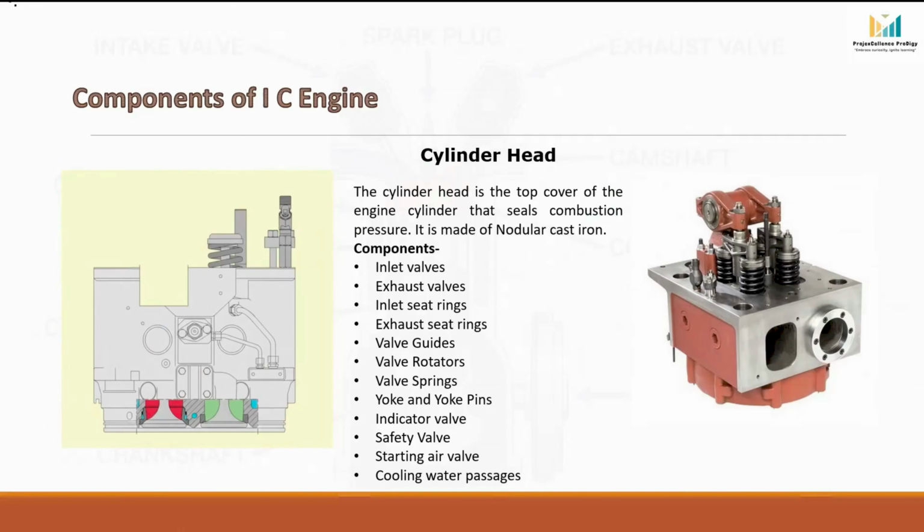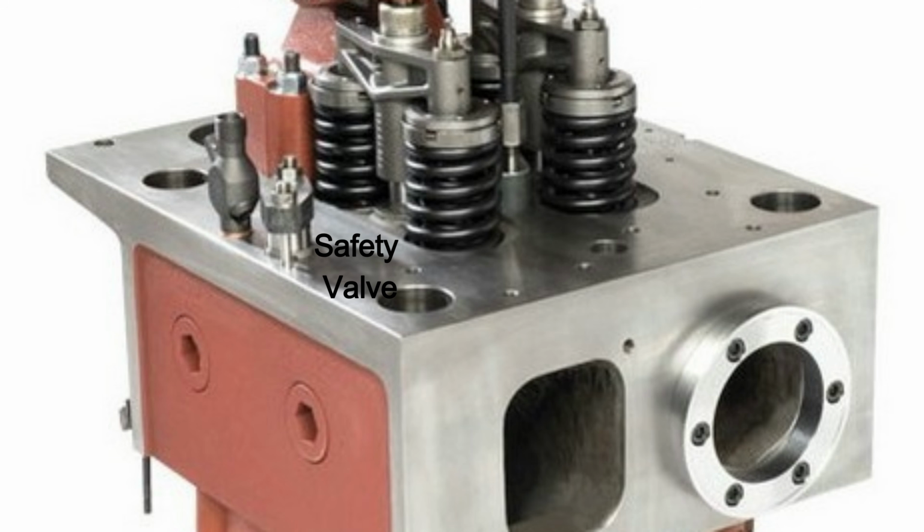Next, we have the safety valve, also called the cylinder relief valve. This is a very important protective device. Under normal conditions, the safety valve remains closed. However, if abnormal cylinder pressure develops due to reasons like pre-ignition, detonation, incorrect combustion or hydraulic lock, the valve automatically opens and releases the excess pressure.